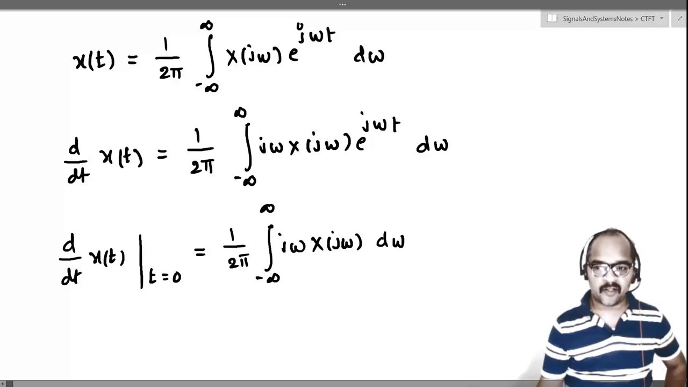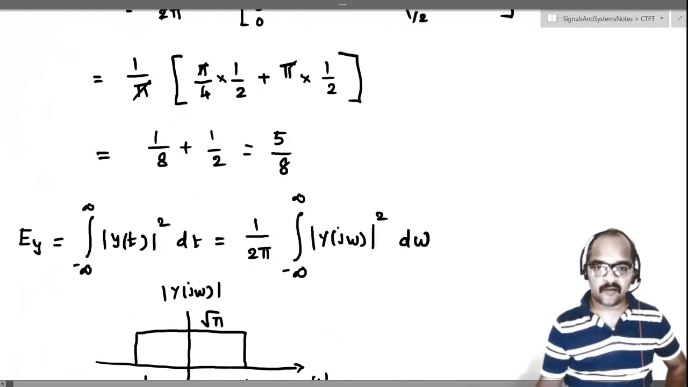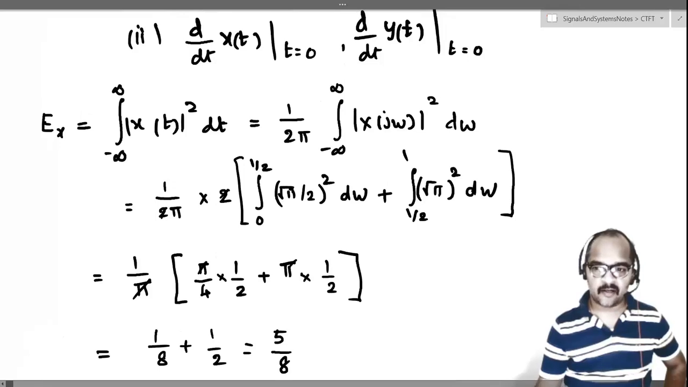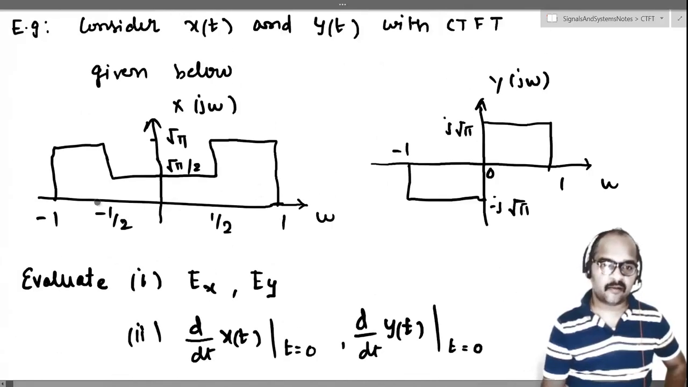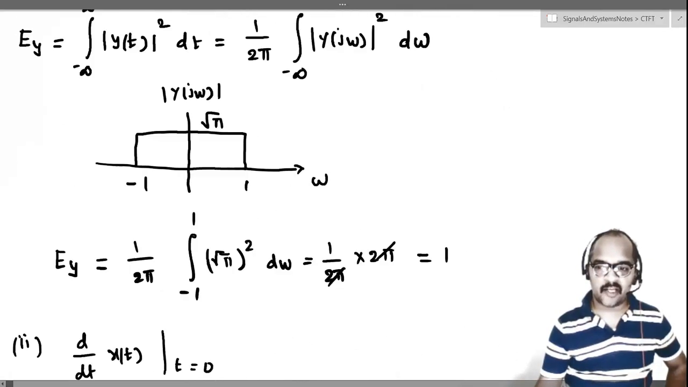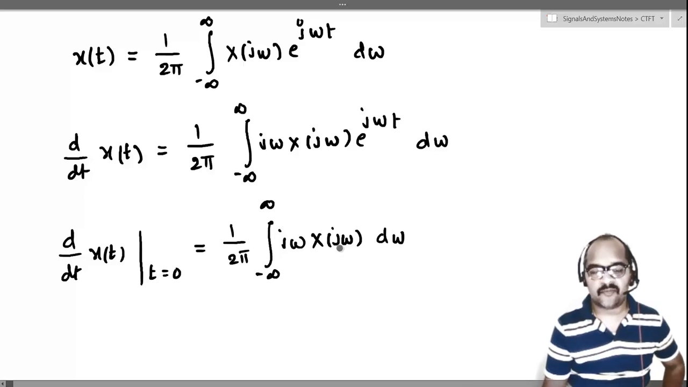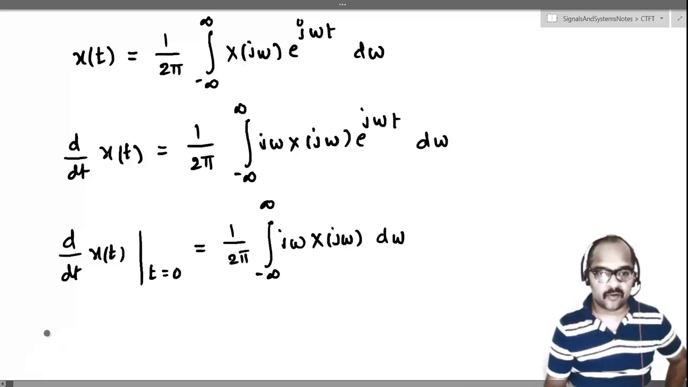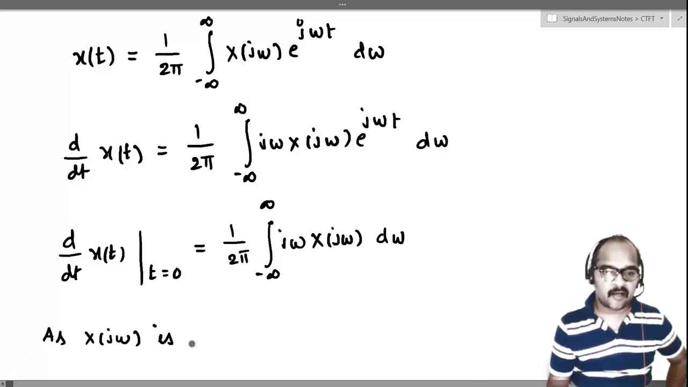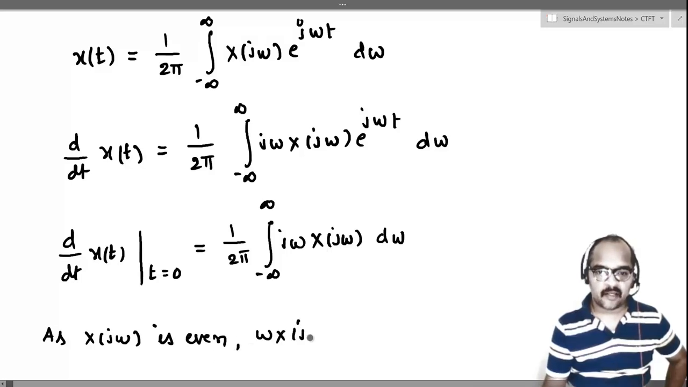For the first function, if you look at it a little bit carefully, our X(jω) is clearly an even function. Because X(jω) is even, ω times X(jω) is odd, and we are taking the area of an odd function, and hence that turns out to be 0. We'll write that as: X(jω) is even, ω times X(jω) is odd.